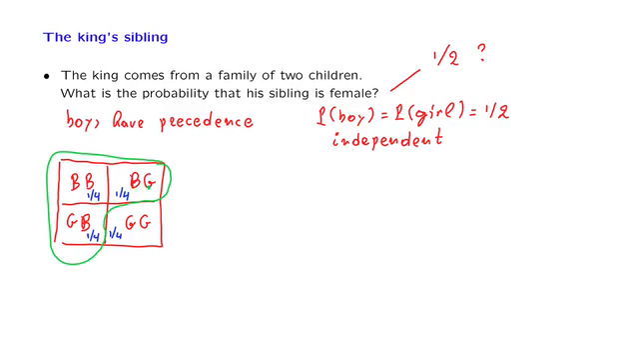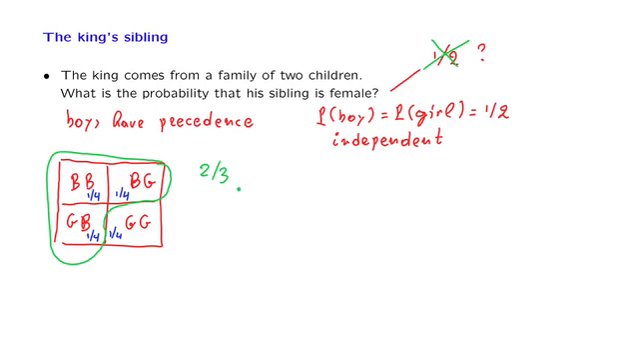In 2 of these outcomes, the sibling is a girl, and therefore the conditional probability, given that there is a king and therefore given that there is a boy, is going to be 2/3. So this is actually the official answer to this problem, and this answer is incorrect. Are we satisfied with this answer? Maybe yes, maybe no. Actually, some more assumptions are needed in order to say that 2/3 is the correct answer.